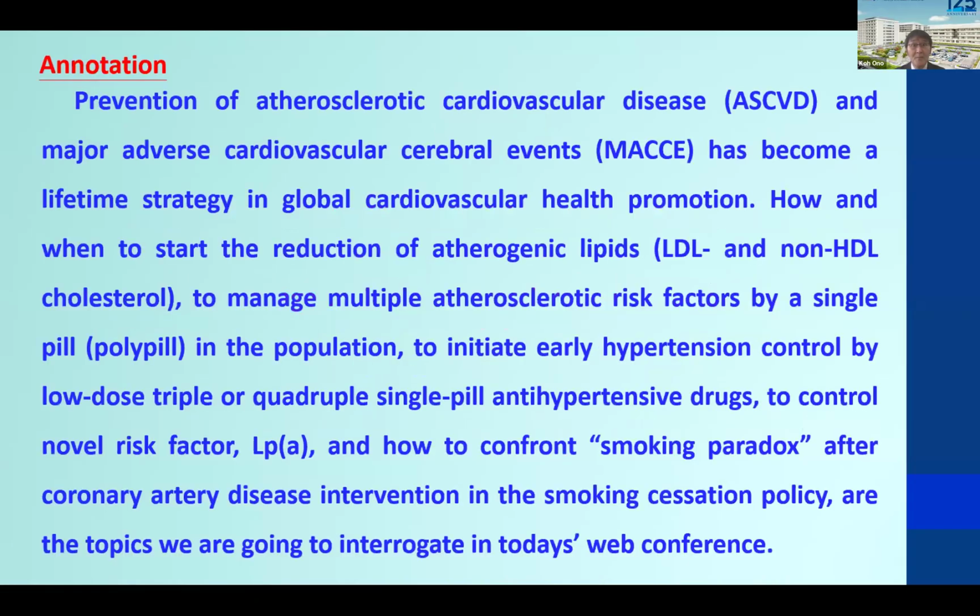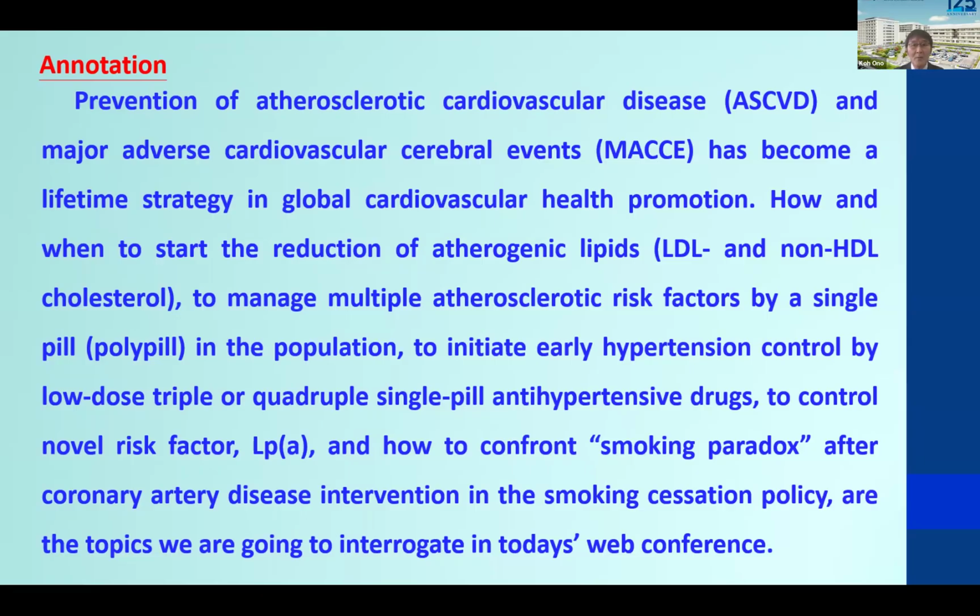In order to prevent cardiovascular disease throughout one's lifetime, it is crucial to implement strategies targeting atherosclerotic cardiovascular disease, ASCVD, and major adverse cardiovascular and cerebrovascular events, MACCE. Today's webinar will discuss the following key points.